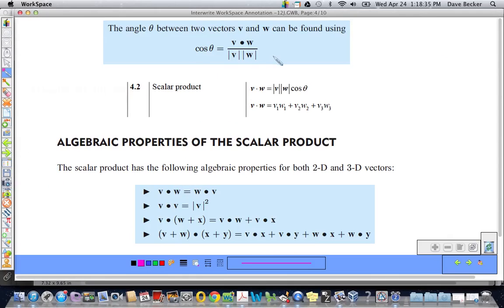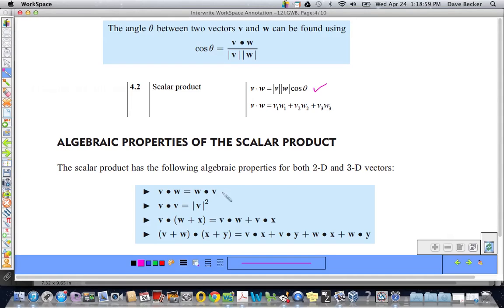And here is the formula in the book. All it did is solve for cosine theta, making it easy to find theta. But on your formula sheet, the formula looks like this. So we have two ways to talk about the dot product, in terms of an angle or in terms of the components, or to be able to find an angle. All kinds of things we can do with a dot product.